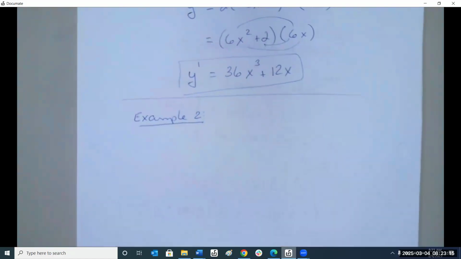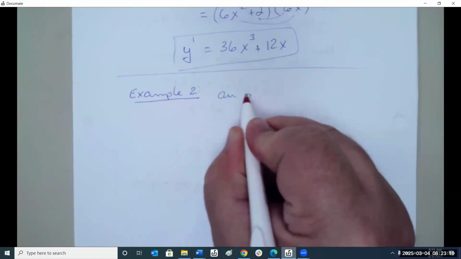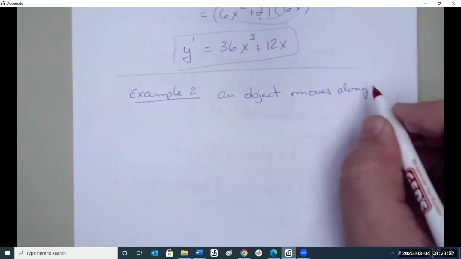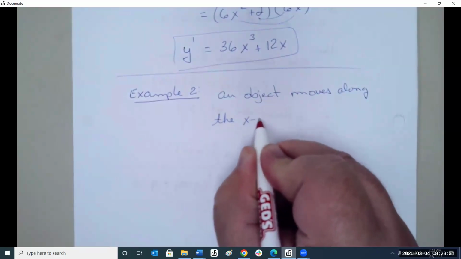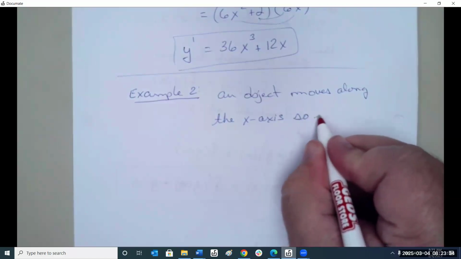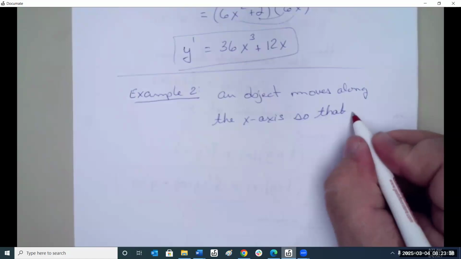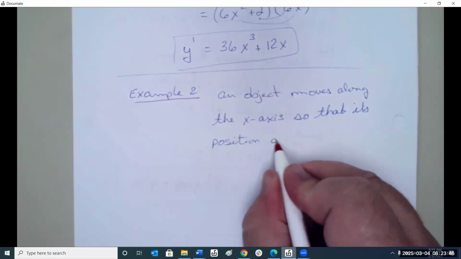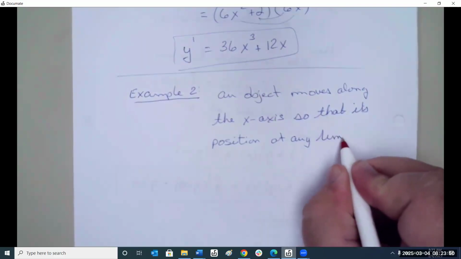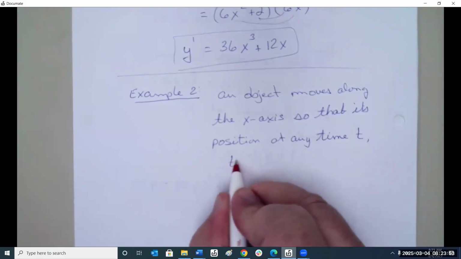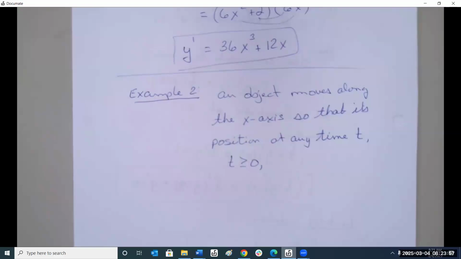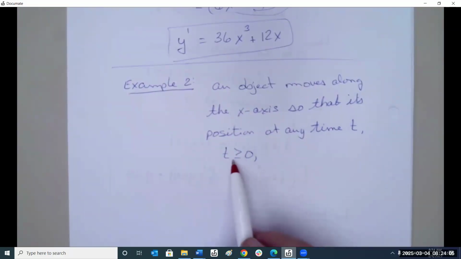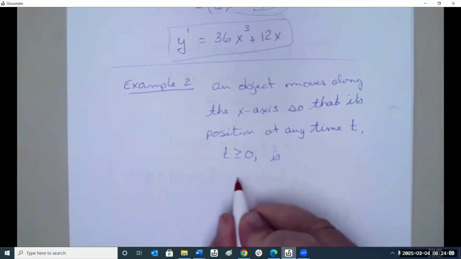Example 2. It says an object moves along the x-axis so that its position at any time t, where t is greater than or equal to 0, is given by this equation.